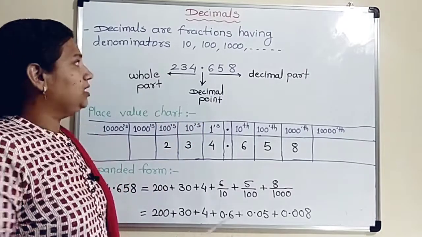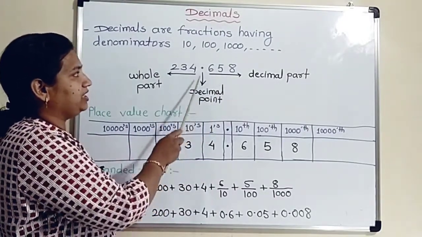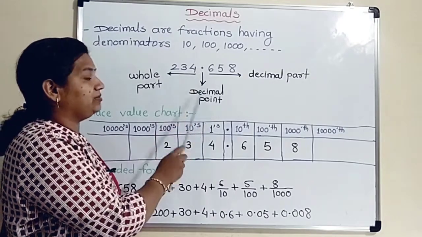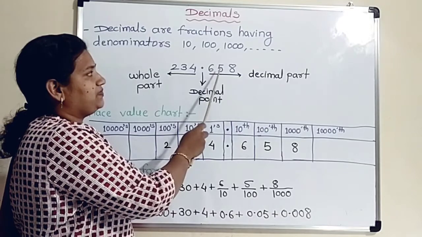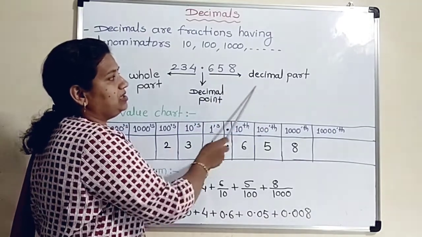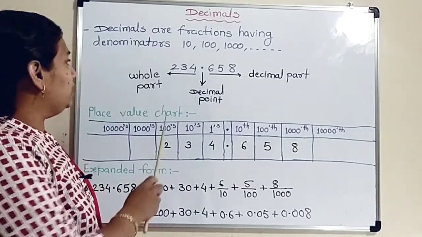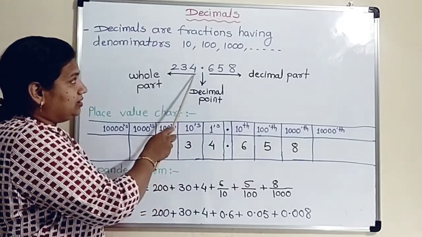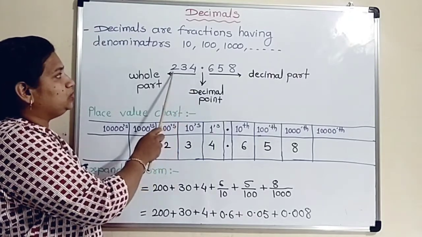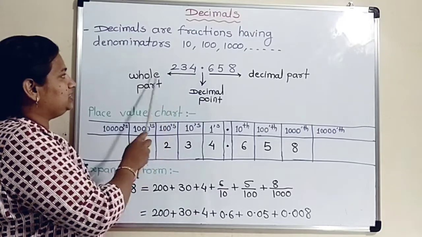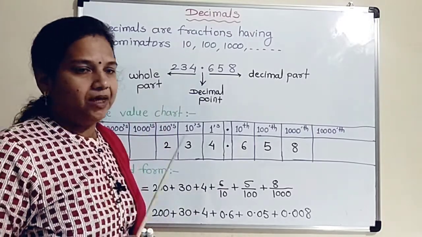234.658, right? This is a decimal number we are writing using the decimal point. This point is known as decimal point. And to the right side the digits written 658, this is the decimal part of the number. We can say it is a fractional part. And the number written to the left hand side of the decimal point, it is 234. It is the whole part or the integral part of a decimal number.